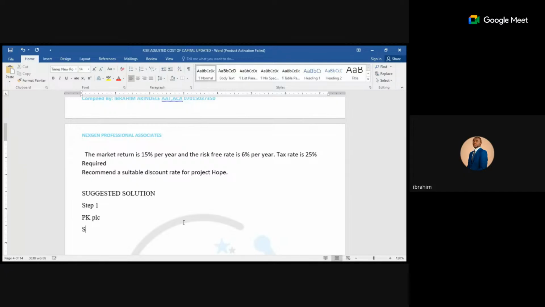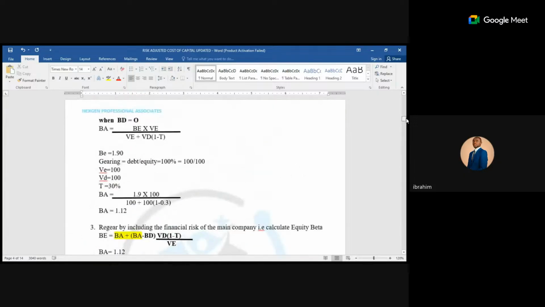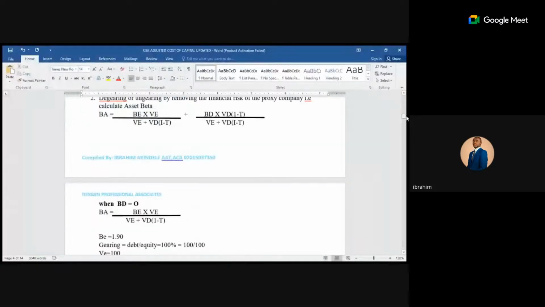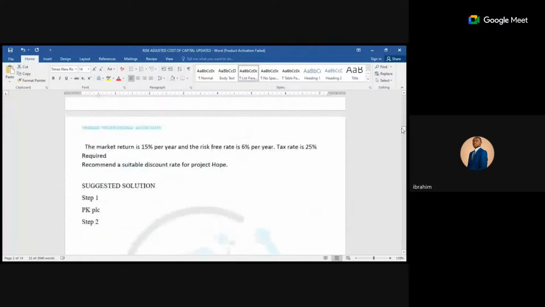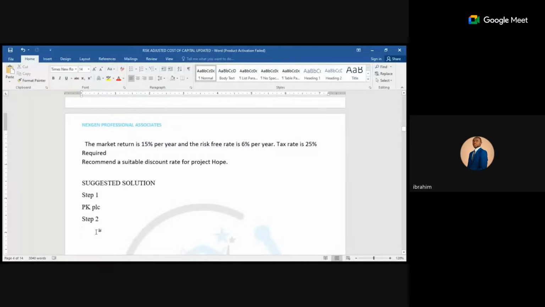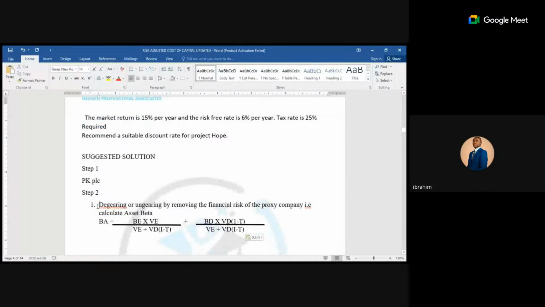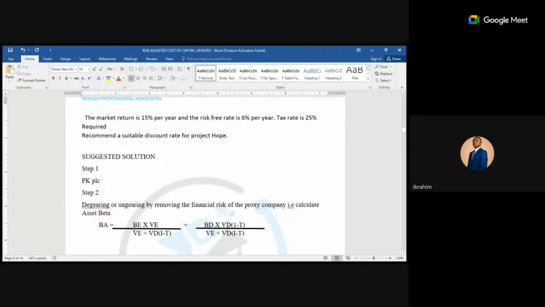Step two, right? We have to do what? We have to ungear by removing the financial risks, right? We have to ungear. So I can just copy this, and so that we can move. After the ungear, right? Now, that is calculate the asset beta.